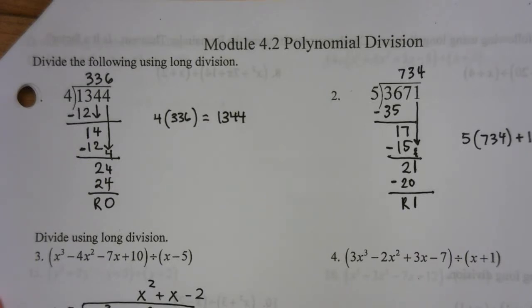Again, I'm going to change my signs because I am subtracting. So subtracting a negative makes a positive. Subtracting a positive gives me a negative. Negative 2x plus 2x gives me 0 again. 10 minus 10 also gives me 0. When I write my answer this time, I have x minus 5 times x squared plus x minus 2 is equal to x cubed minus 4x squared minus 7x plus 10.